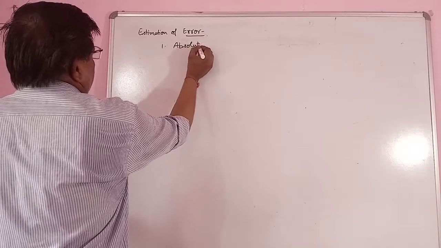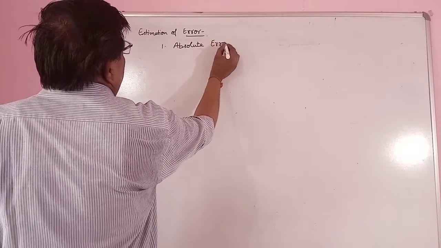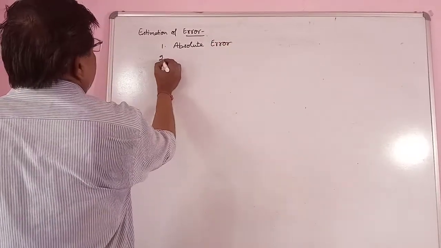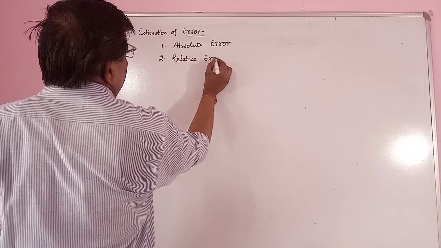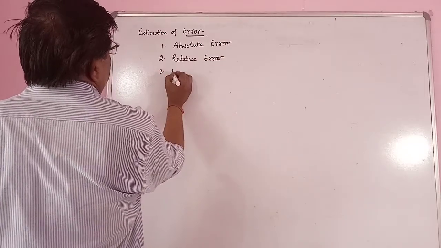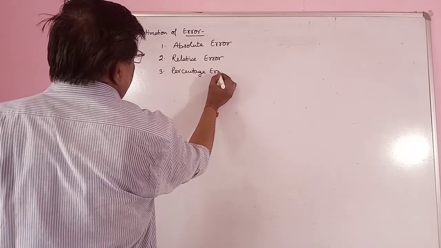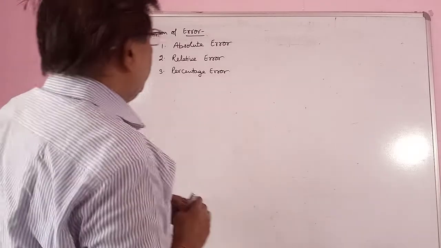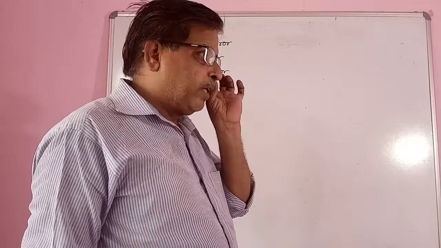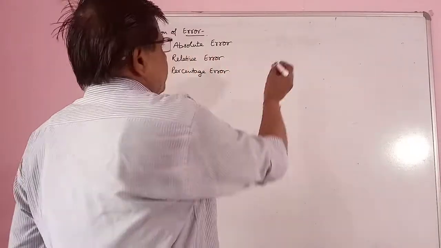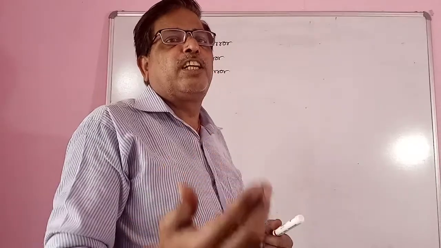Number one, absolute error. This is the first type of estimation of error. Second is relative error, and number three is percentage error. So one by one we will discuss all three. What is absolute error?